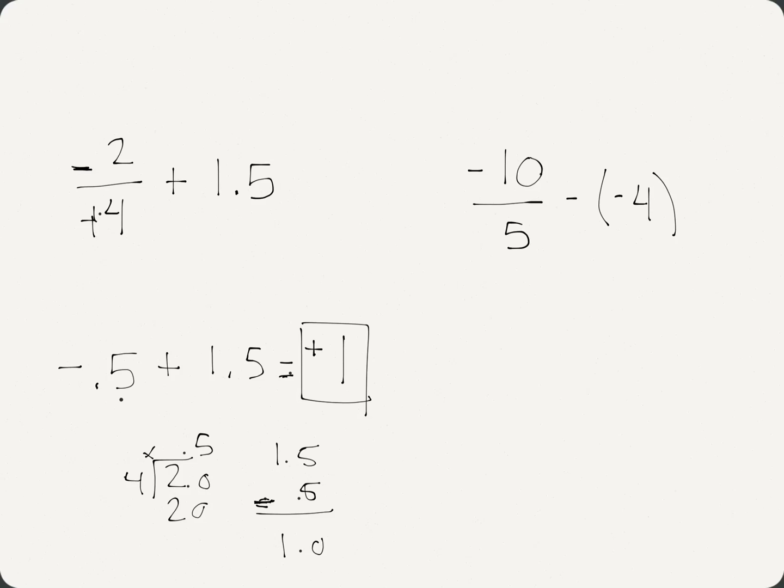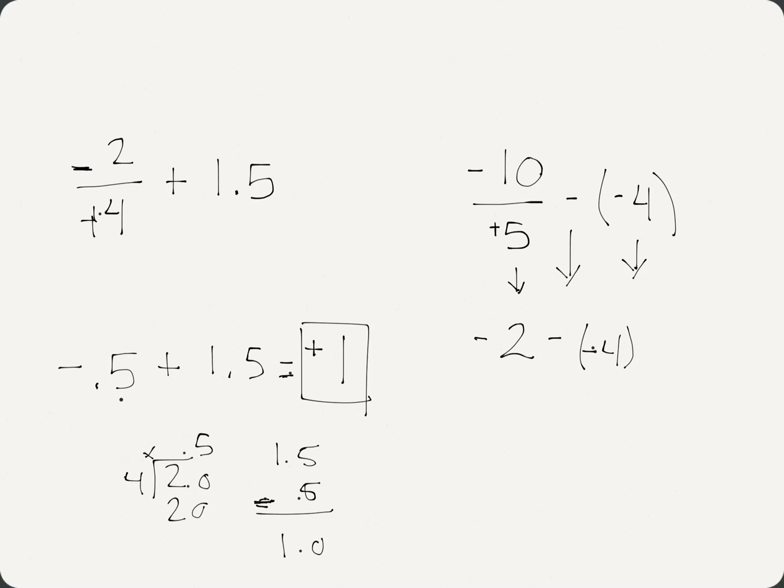Negative 10 divided by positive 5. The signs are different, so that tells us my answer will be negative. 10 divided by 5 is 2. That answer is negative 2. Okay? Minus negative 4. That was supposed to be a negative sign.